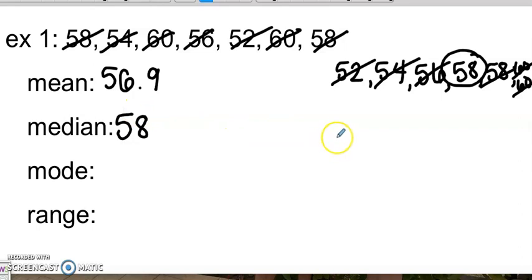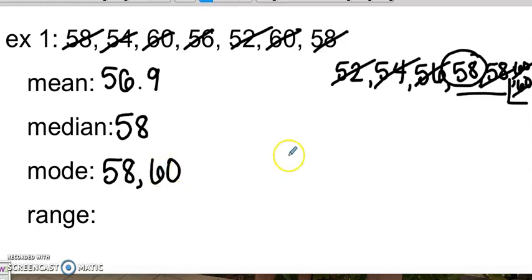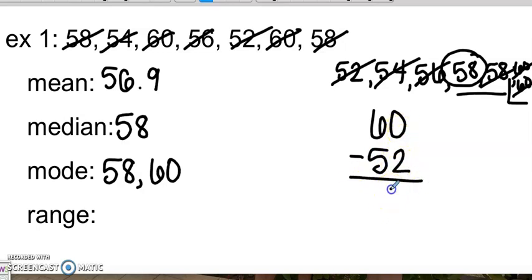The mode is the number that occurs the most. You see how I have 2 58s and 2 60s? So the mode is 58 and 60. For the range, I take the highest number, which is 60, and I subtract the lowest number, which is 52. 60 minus 52 is 8.